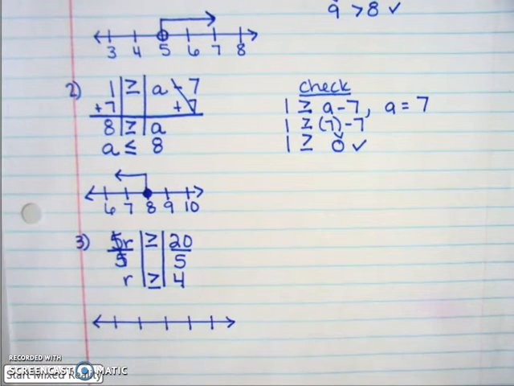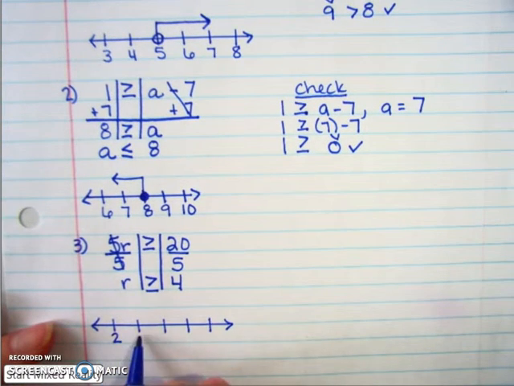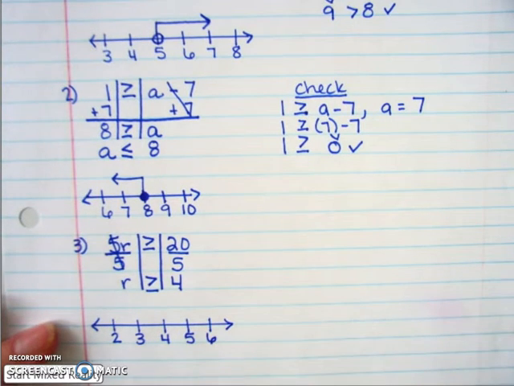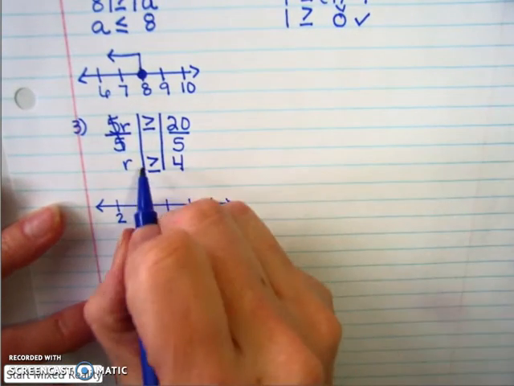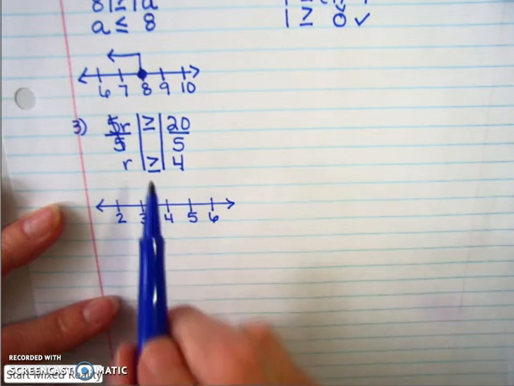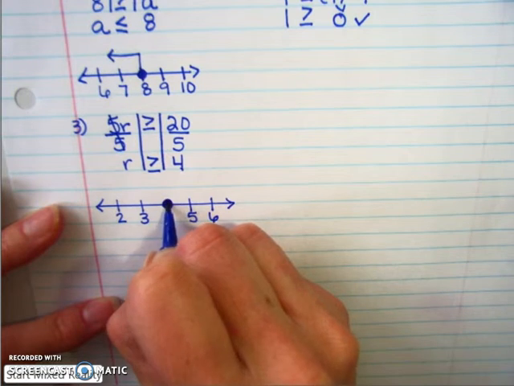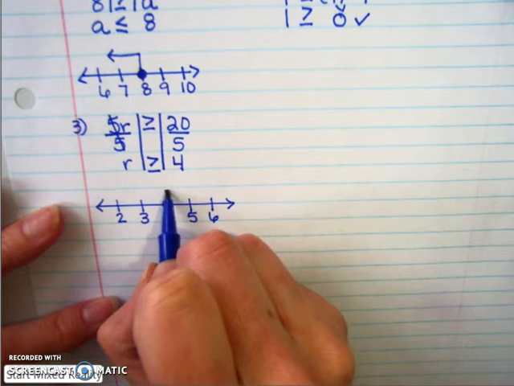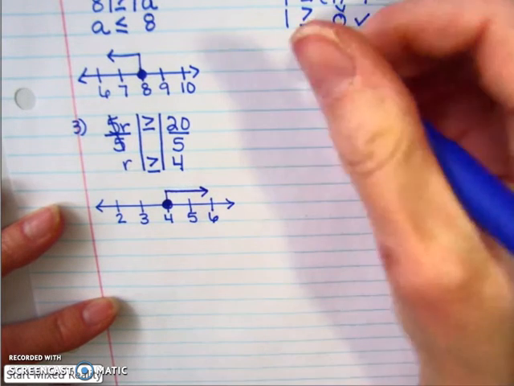Remember, I don't have to have 0 on my number line, but the one number that does need to be on my number line is 4. So I'm going to go 2, 3, 4, 5, 6. Zoom in a little bit. Since I'm greater than or equal to 4, or at least 4, it includes 4, so I'm going to have a closed circle. I need to go to the right to include the numbers greater than 4.